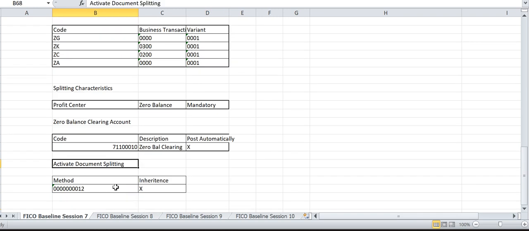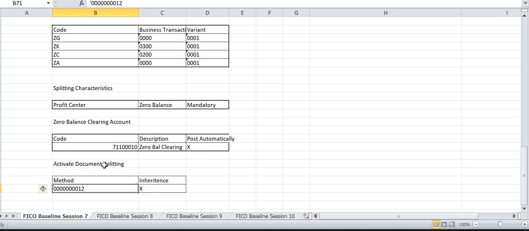Coming to the splitting characteristic, this is another configuration wherein we specify that the profit center is mandatory and that at the profit center level I want to see a zero balance. If we are making the profit center level zero balance, then we have to specify which account will represent that balancing figure. So we set the balance account here. Now when we create this GL account, we must make sure that this GL is posted automatically only, meaning no one should be allowed to post manually into this account.